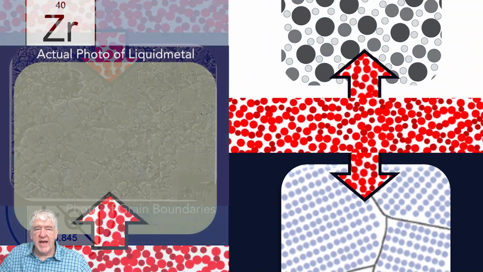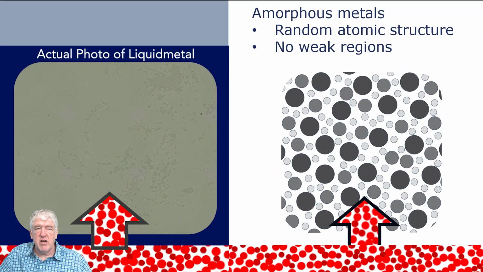With Liquidmetal, the atoms are different sizes, which means it's hard for them to line up easily. Instead of forming a crystalline structure, the atoms pack together in a messy, disorganized way, like fitting mismatched puzzle pieces into a box. Because there are no organized patterns, there are no grain boundaries.